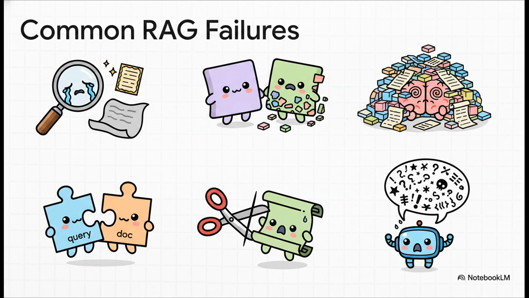Okay, was it a retrieval problem? Is our chunking strategy off? Are we just stuffing way too much context in the prompt and overwhelming the poor model? Or did we just forget to tell it that it's okay to say, I don't know?